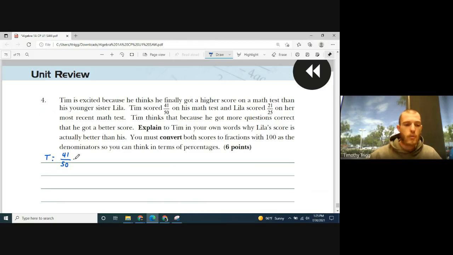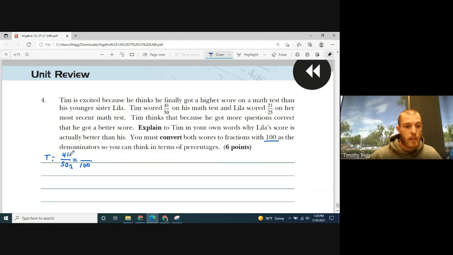Well, what we can do is change that into a fraction with 100 as the denominator, as it says. So in order to change the denominator, we're multiplying by something. So here we went from 50 to 100. So that means we had to multiply by 2 to get to 100. 50 times 2 gives you 100.